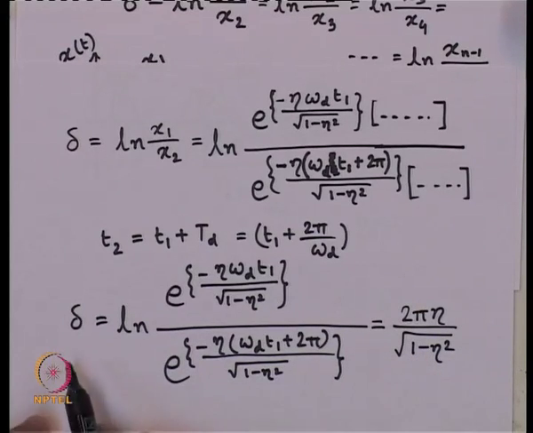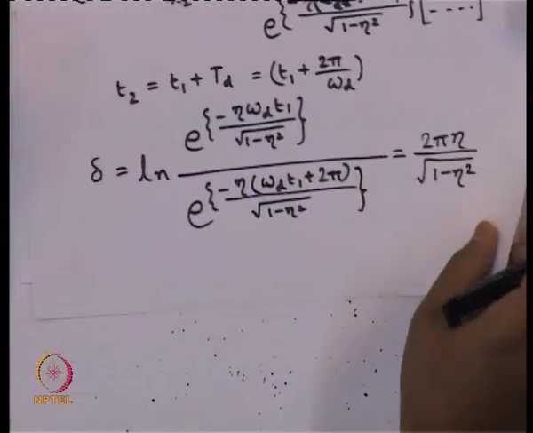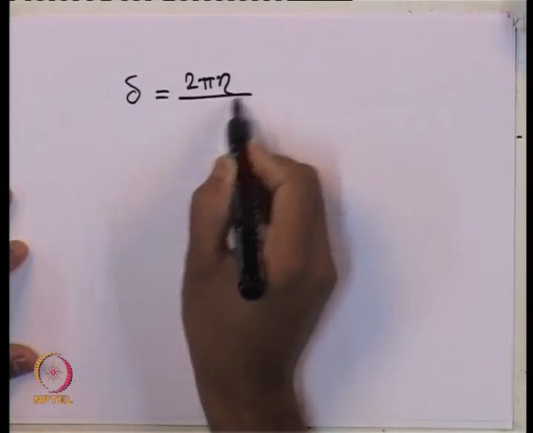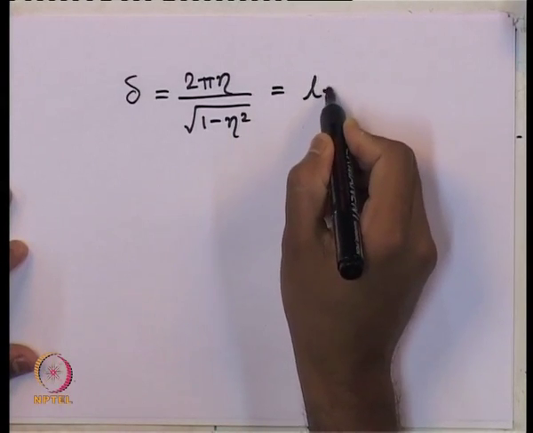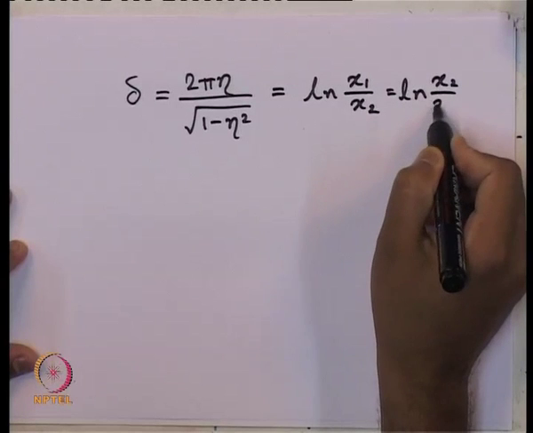Okay. So, that is the expression for the logarithmic decrement, and this expression is used in the laboratory to find out the damping ratio of any system subjected to free vibration, that is in this case the underdamped system which is subjected to free vibration, how to obtain the damping ratio. This is the way we compute: 2 pi eta by root over 1 minus eta square, which is equal to ln x 1 by x 2 or ln x 2 by x 3 and so on.